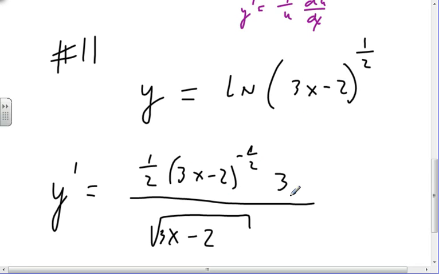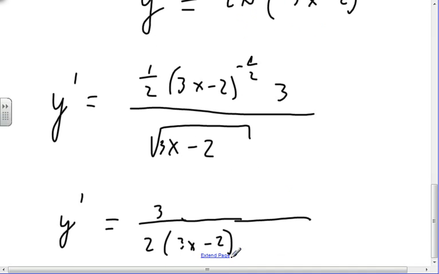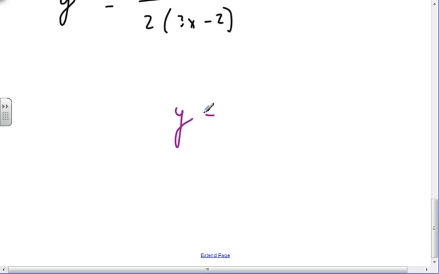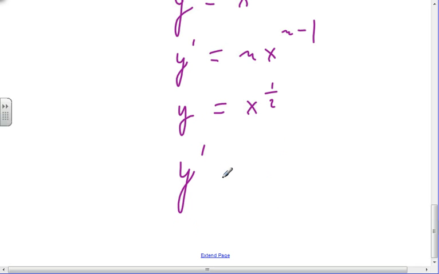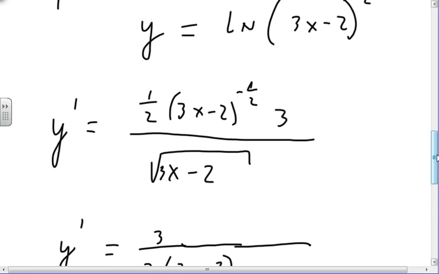Explain how you got the derivative of 3x minus 2. If y is equal to x to the n, then y prime is n x to the n minus 1. So if y is equal to x to the 1/2, then y prime has to be 1/2 x to the 1/2 minus 1, also known as 1/2 x to the minus 1/2. Exactly what I did there.